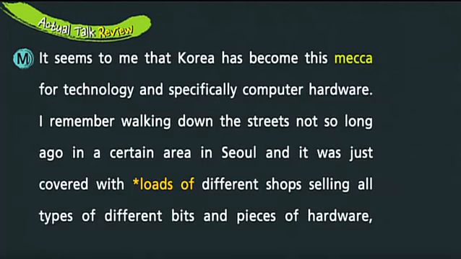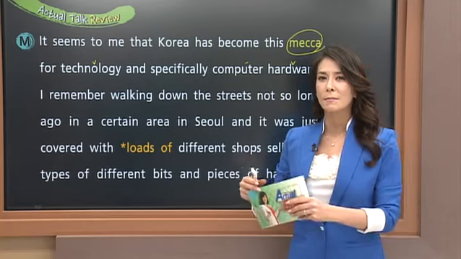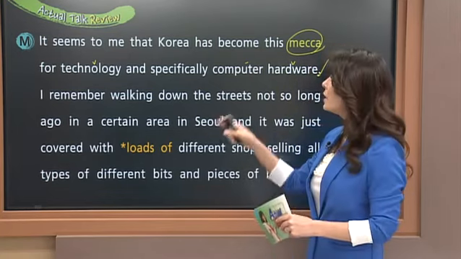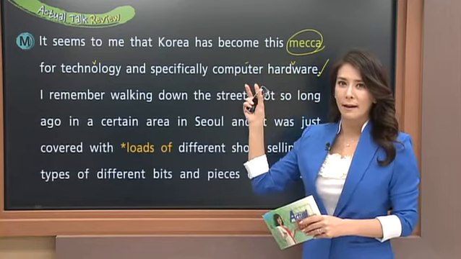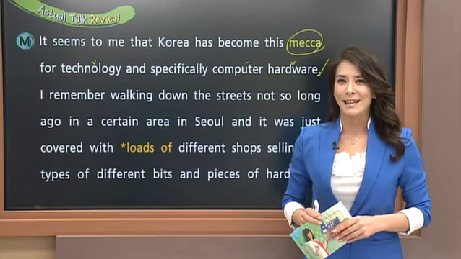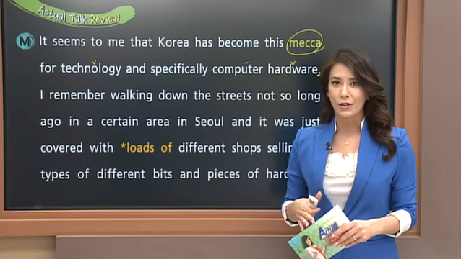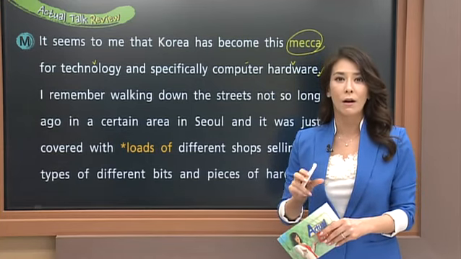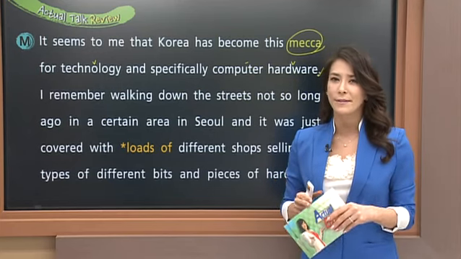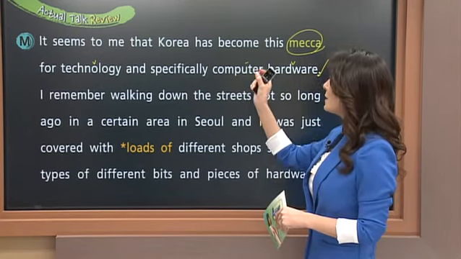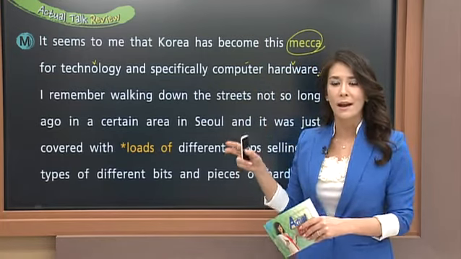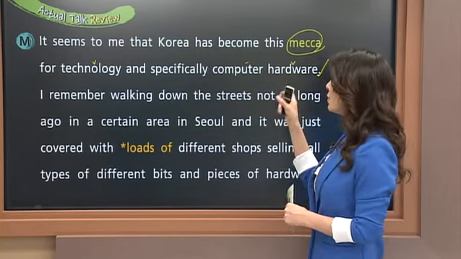It seems to me that Korea has become this mecca for technology, and specifically computer hardware. Let's take a look at the first sentence here. Now, this is what Eugene says in the beginning. It seems like, it seems as though, right? Korea has become a mecca. Mecca, M-E-C-C-A. You've heard of words such as center or even hub, H-U-B, or heart, right? Which means the very center of something. So he's saying that Korea has become the center for technology, and especially or specifically computer hardware.